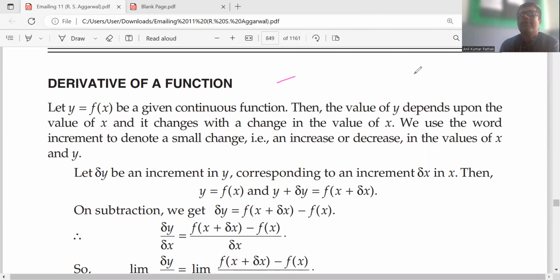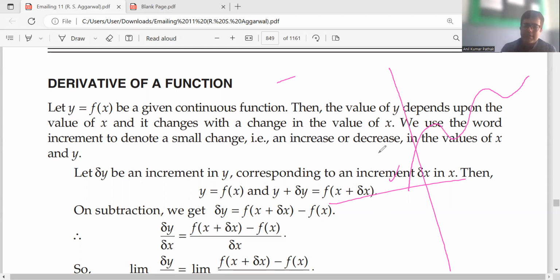Before going for the derivative of the function, we have to understand the function. The function must be a continuous function. What is the meaning of a continuous function? Suppose you have a function. If you draw the graph of that function, you get a graph like this. While drawing this graph, we are not lifting the pen from the paper. That is why this is a continuous graph.